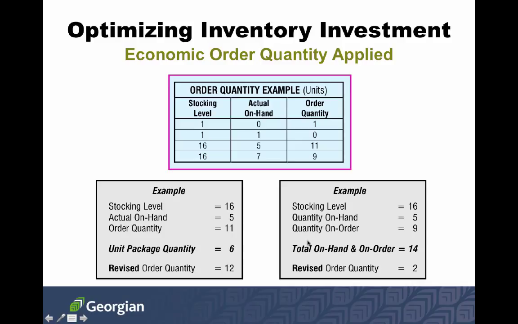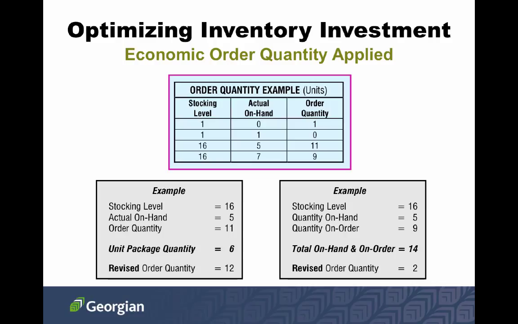stock on hand. So in this case, my quantity on hand and my quantity on order combined is 14 pieces, and my revised order quantity then only becomes 2 pieces. Again, not rocket science, but don't overlook some of those constraints.